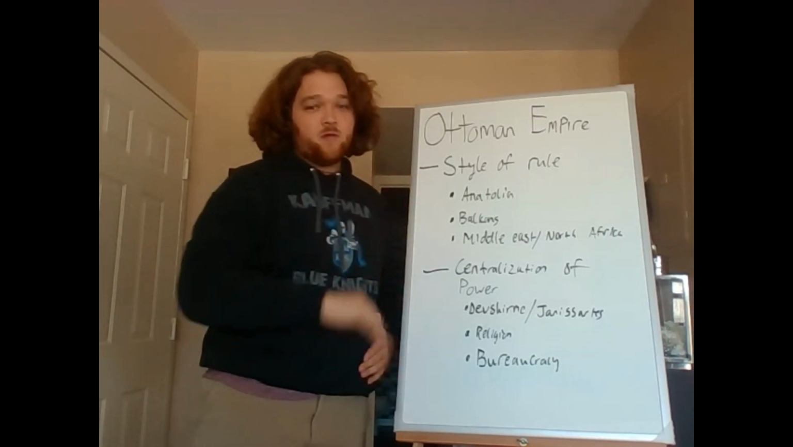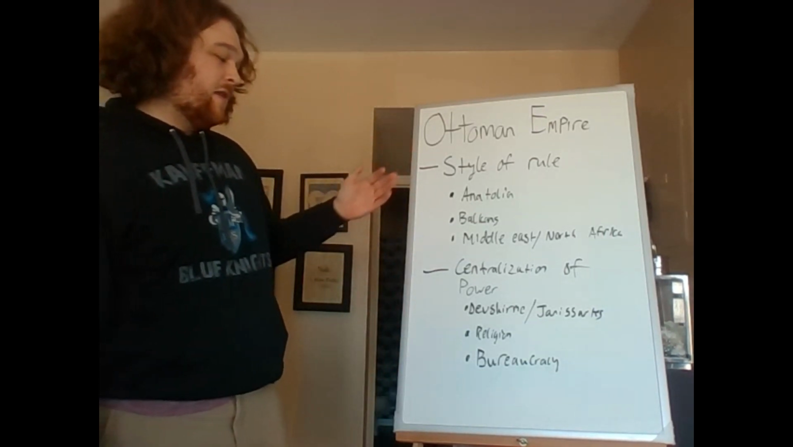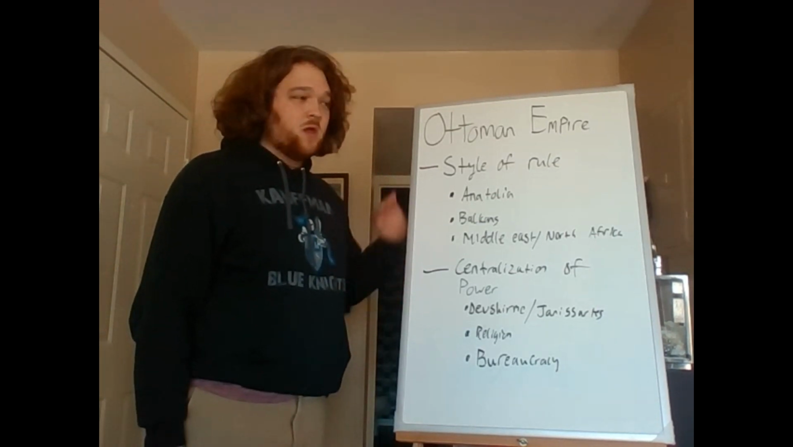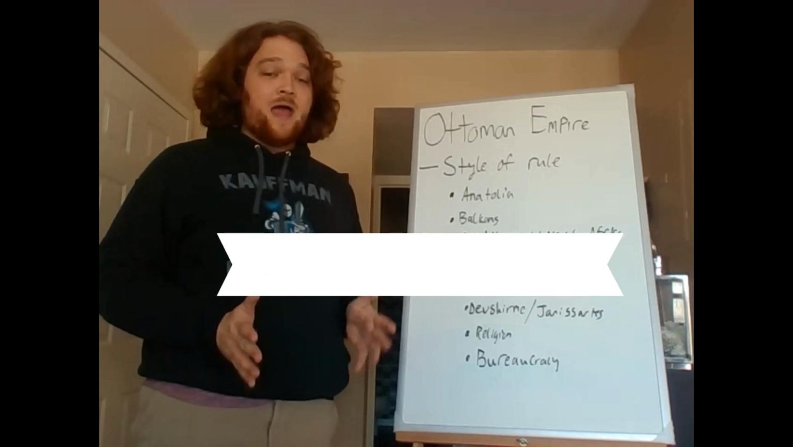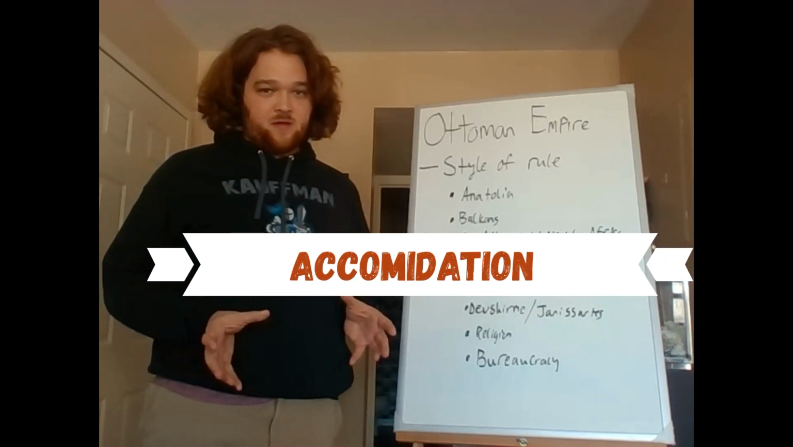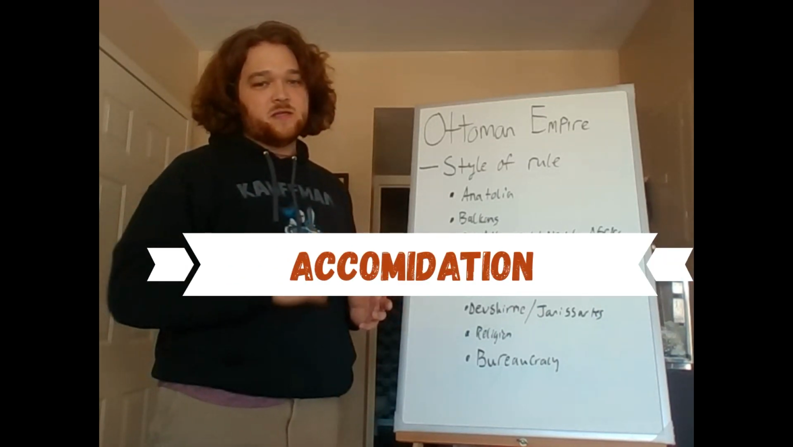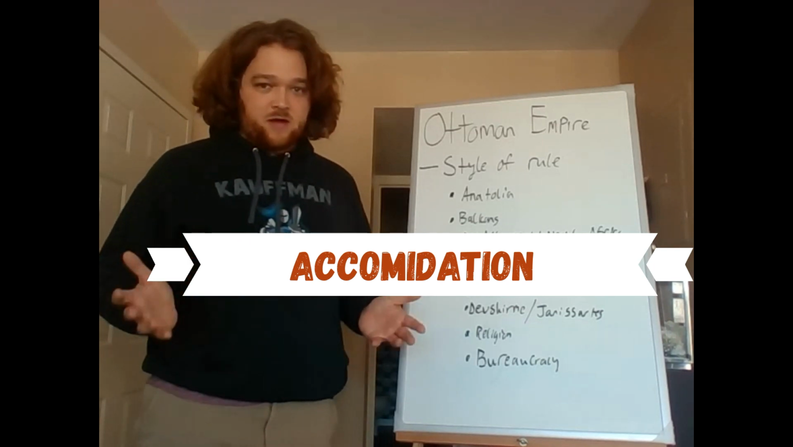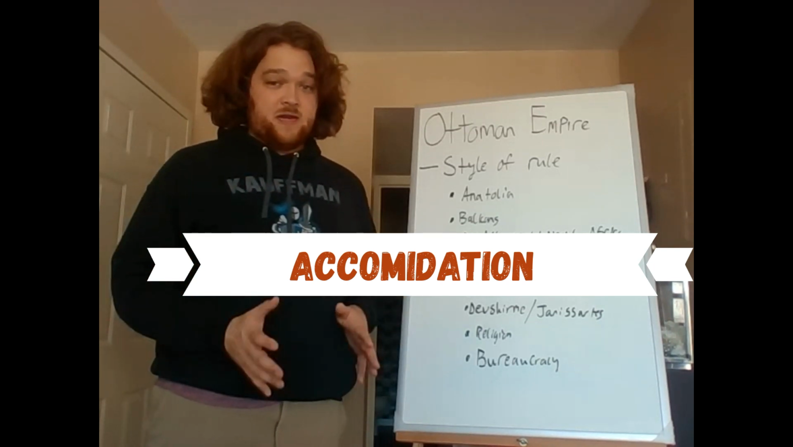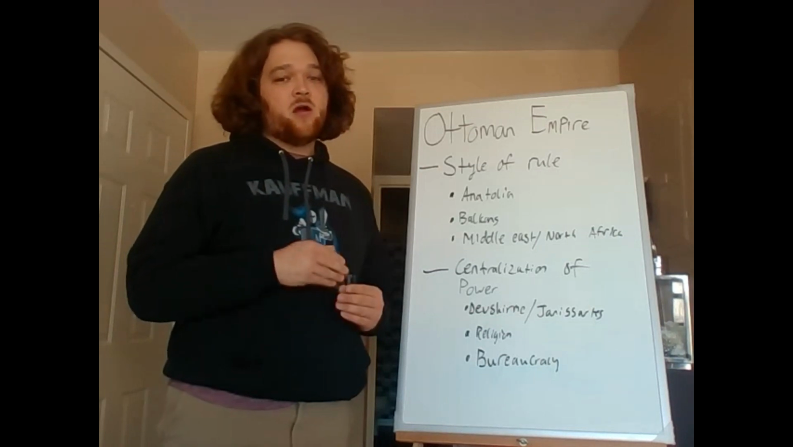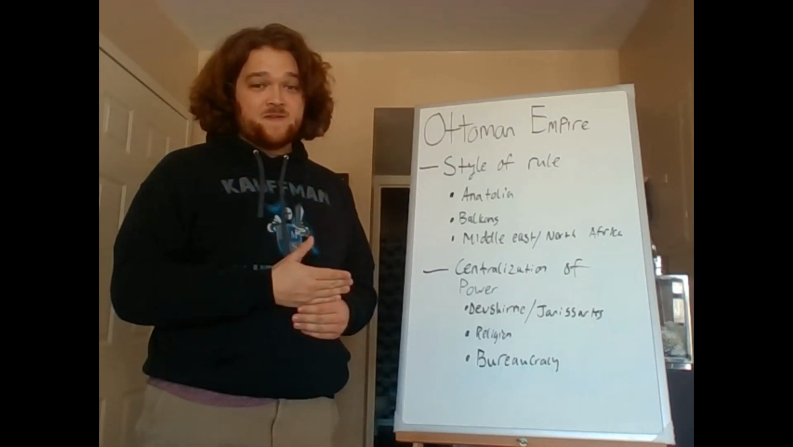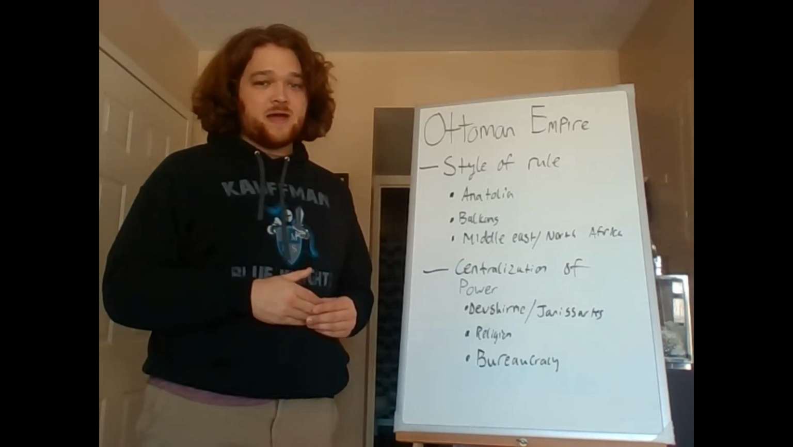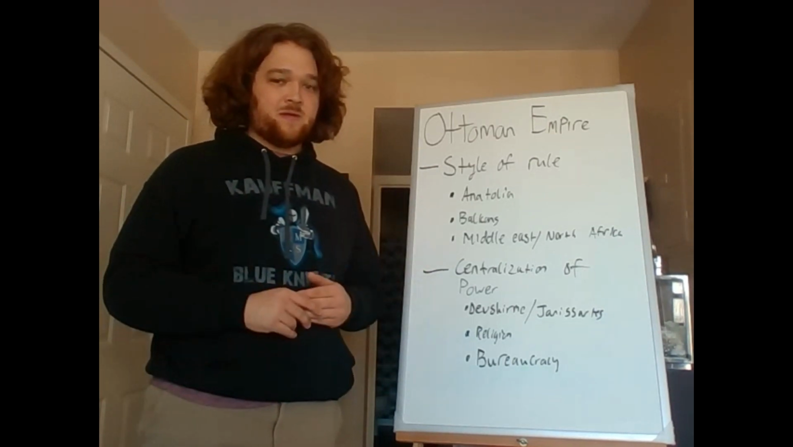So for the Ottoman Empire, we're going to first start with style of rule, and then get into how they centralized power. So in the style of rule, the Ottoman Empire is heavily considered accommodating. As they conquered the people around them throughout the Middle East, North Africa, and into the Balkans, with gunpowder, of course, they were often very accommodating. This meant that the Ottoman Empire often let local religions and ethnic groups keep following their faiths and stay in power locally as a way to make sure everyone wanted to follow the Ottoman Empire.